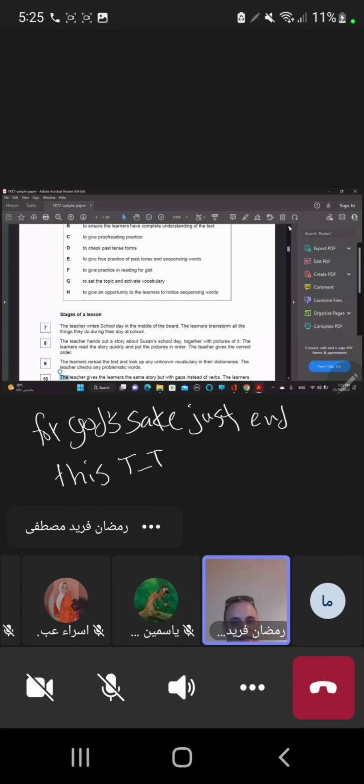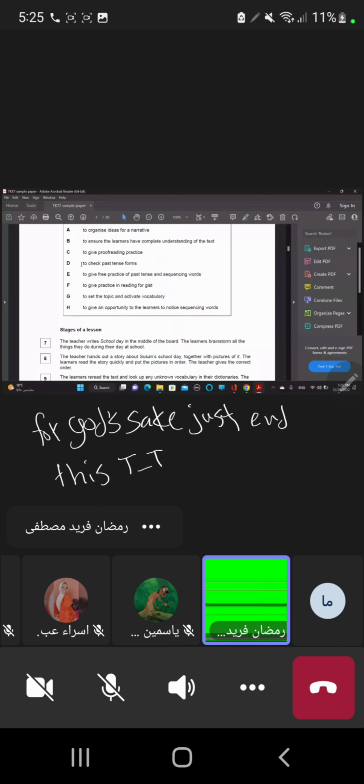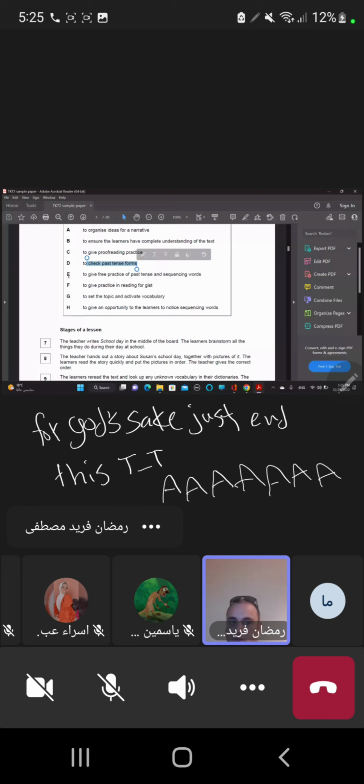So what could be correct here? To check past tense forms, maybe. To give free practice, not free practice, so remove it right away. To give practice in reading for gist. No, it's not reading for gist actually. It's just remembering. To set the topic, no. To organize ideas. So the only possible answer is either D or E, and E doesn't work because it's free practice. So the correct answer is D.